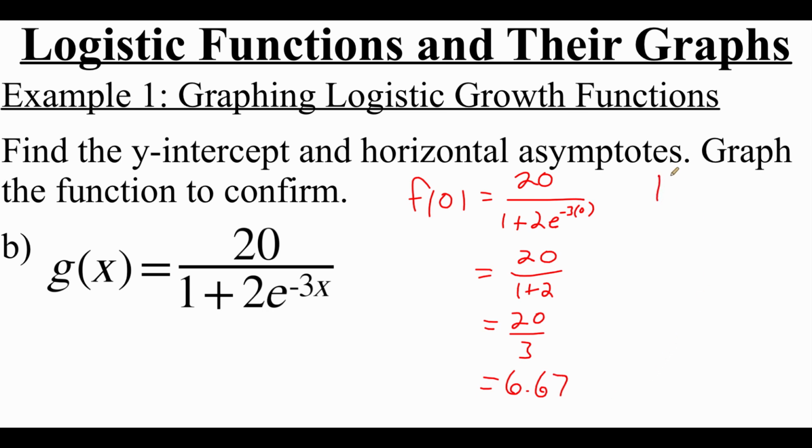Now, as far as the horizontal asymptotes, our lower asymptote is going to be along y equals 0. And my upper asymptote, if I look at that c value on the top of my fraction, I've got 20. And again, I'm going to graph this out on my calculator just to confirm these behaviors.